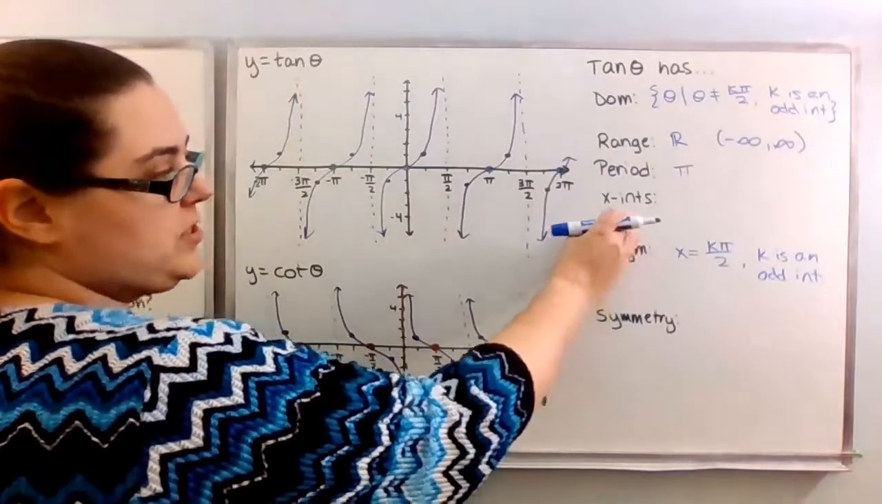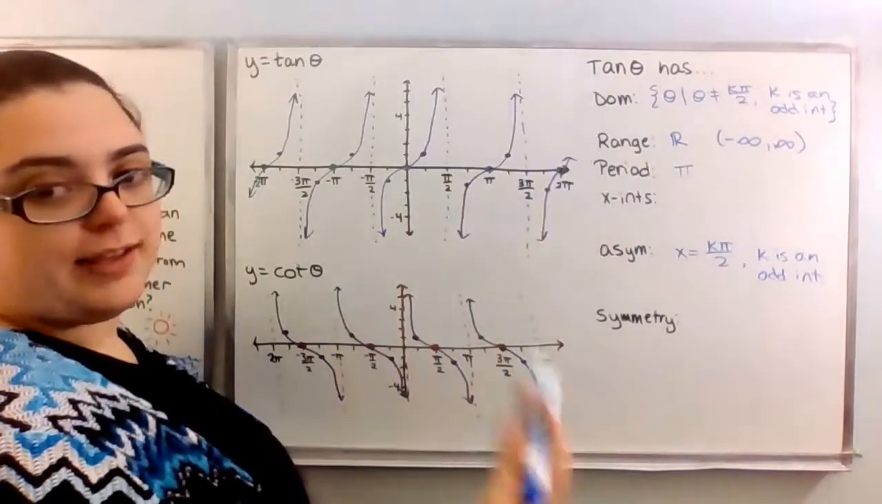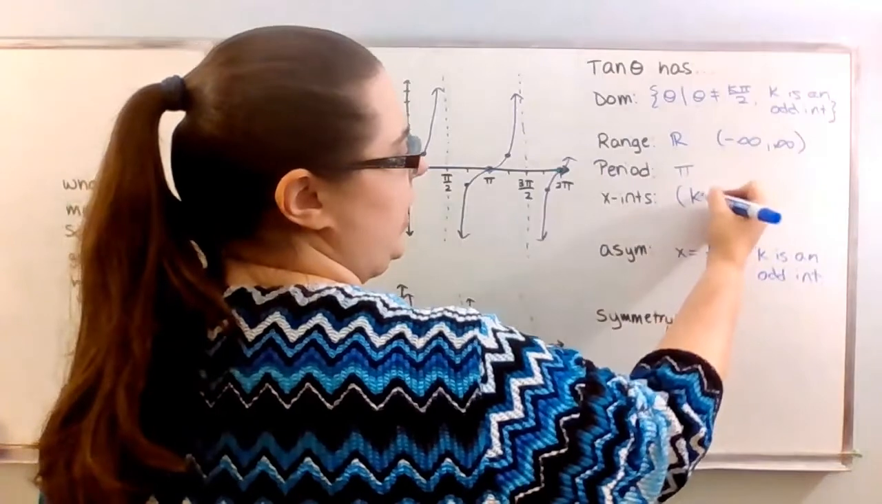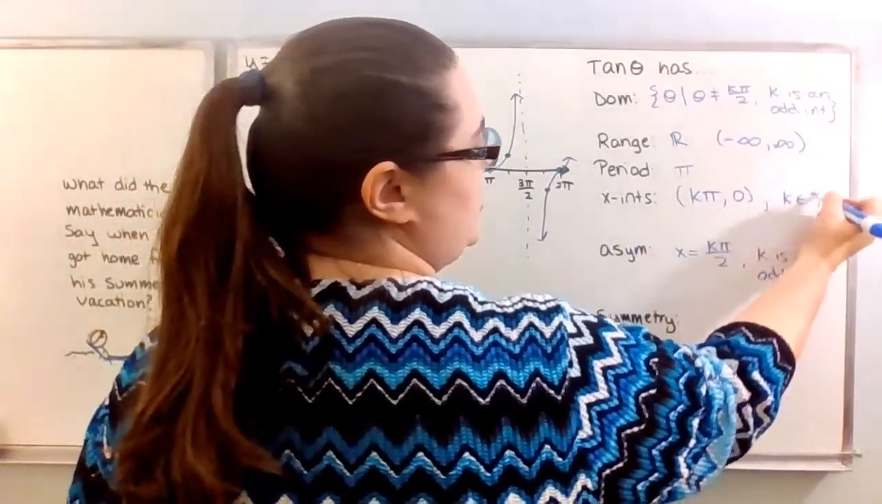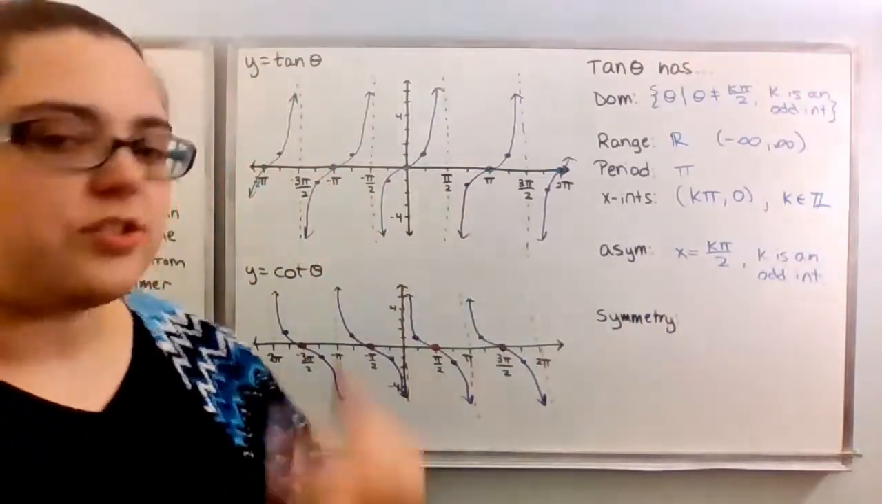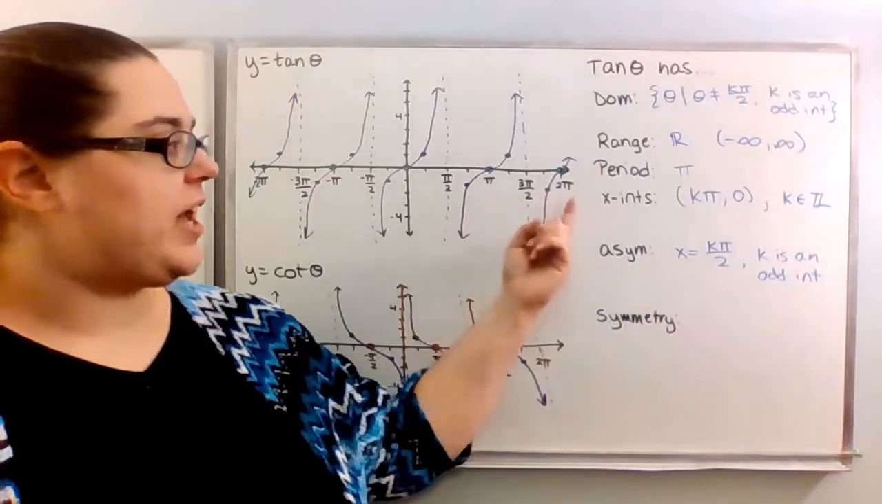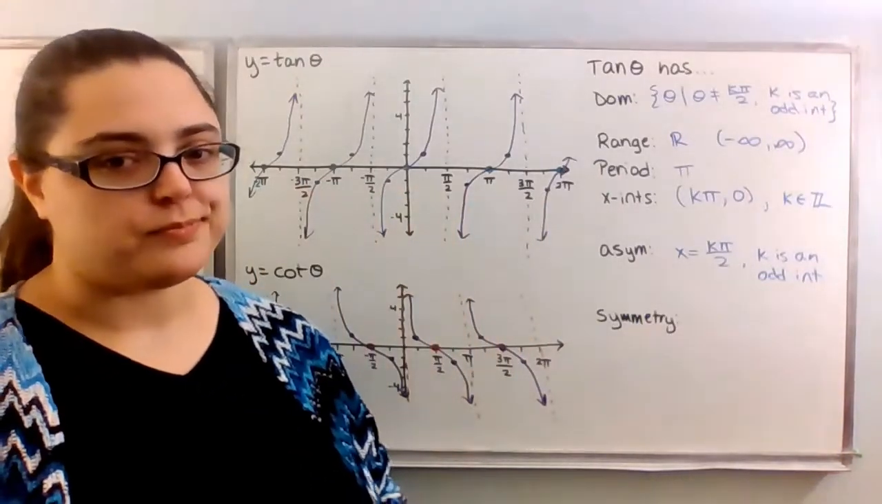For the x-intercepts, that's going to happen at these green points here. Those are happening at the k pi's. So the x-intercepts are going to be every k pi, 0, where k is an integer. Right, so this time we don't have to specify that k is an odd integer because it happens at each of the whole number pi's or the negative whole number pi's.